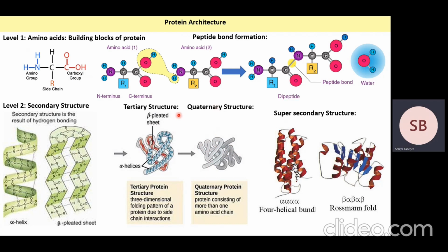Now you can have other types of tertiary structures called supersecondary structures. Like if you have a bundle of 4 helices denoted by 4 alpha signs, then that is called a 4 helical bundle. Or you can have alternating beta sheet, alpha helix, beta sheet, alpha helix, beta sheet. And that would be a Rossmann fold. So different secondary structures can be arranged among themselves to form a supersecondary structure.